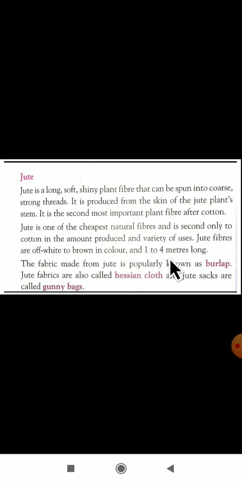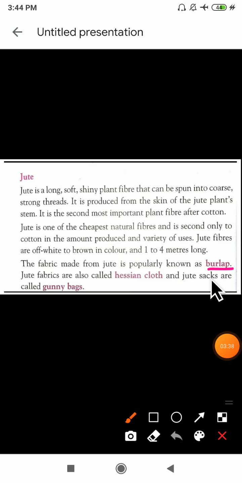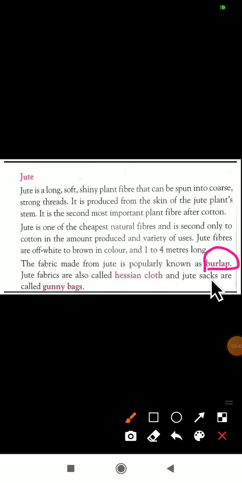The fabric made from jute is popularly known as burlap. Whatever fabric we prepare from the jute plant is known as burlap. Remember the meaning of burlap: burlap is the fabric made from jute. It is known as burlap.